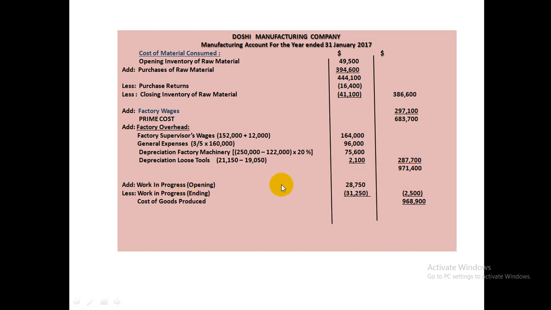If work in progress opening is given, it is to be added and work in progress ending is to be subtracted. We can take their difference also to be adjusted with this cost of goods produced, and our final amount of cost of goods produced for Doshi Manufacturing Company is calculated. Requirement A is done, that is the manufacturing account of Doshi.